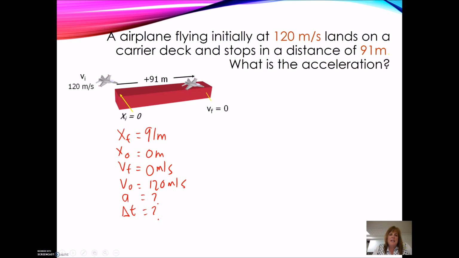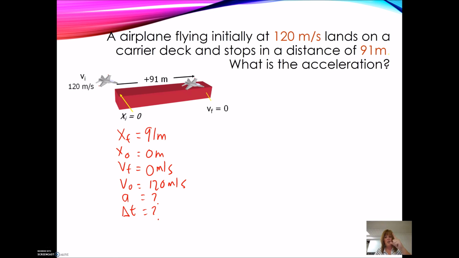So here's my data table. My final position is 91 meters because that's how far it takes to stop. So I called my initial position 0. Hopefully you recognized that when you stop, your final velocity is 0. Sometimes that can mess you up. And your initial velocity is that 120 meters per second. We're trying to find acceleration, so that's an unknown, but they also didn't tell us time. Oh, so that limits me, right?